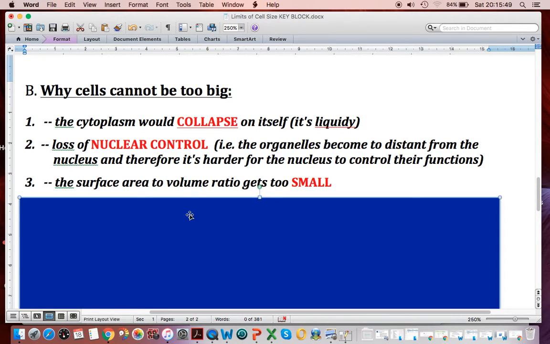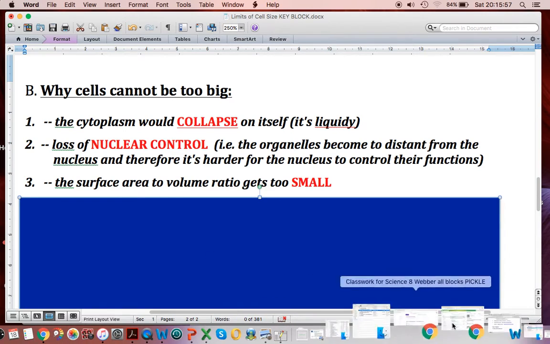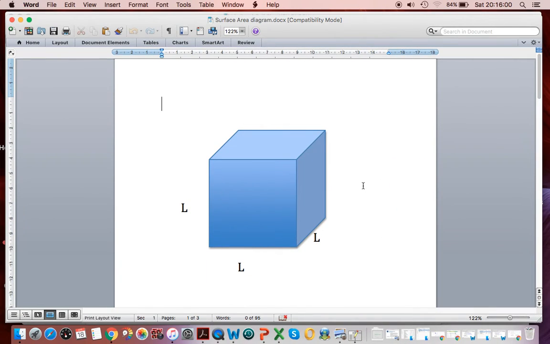And our problem is, as a cell grows, our surface area gets bigger, but our volume gets bigger and the ratio actually gets smaller. We're going to try to show that with a picture. Let's pretend that the cell is a cube and it looks like this. Well, if I had a cell like this, I know the formula for volume is length times length times length. So let's just make the numbers easy and say the length is 1.